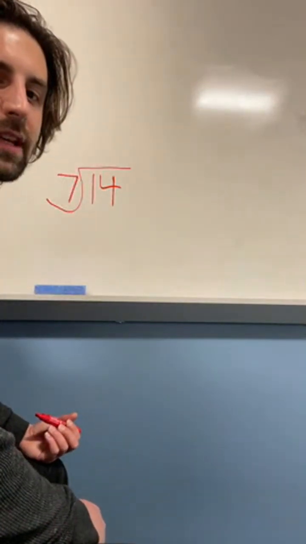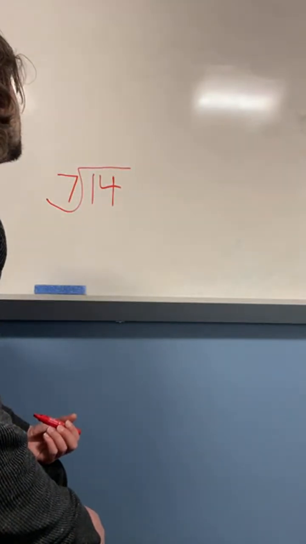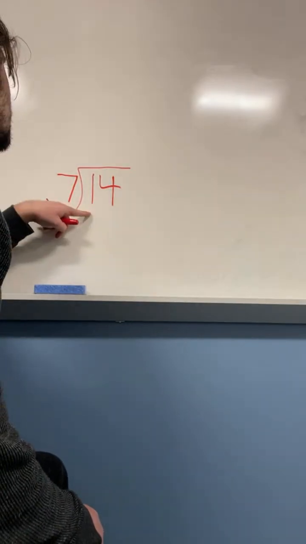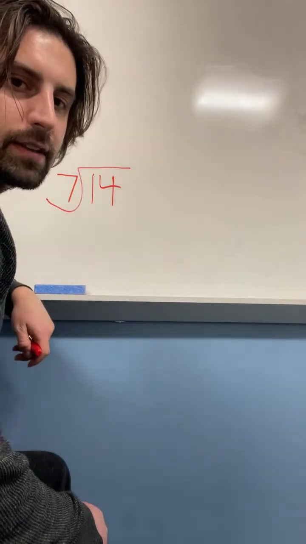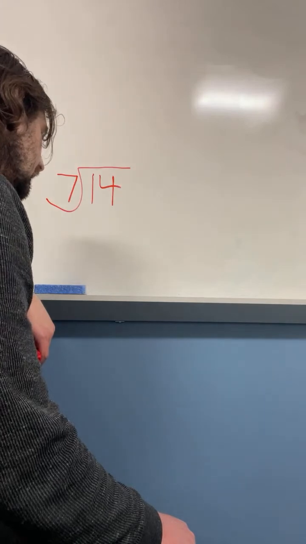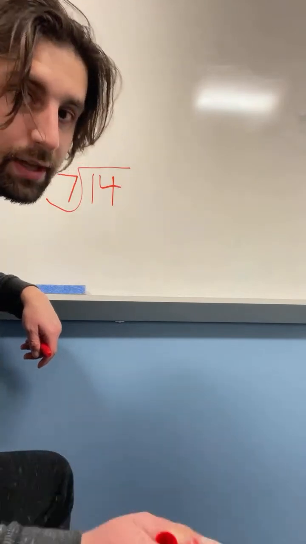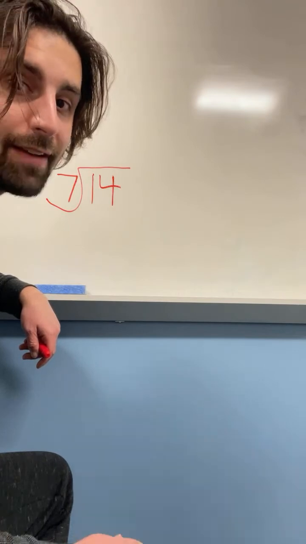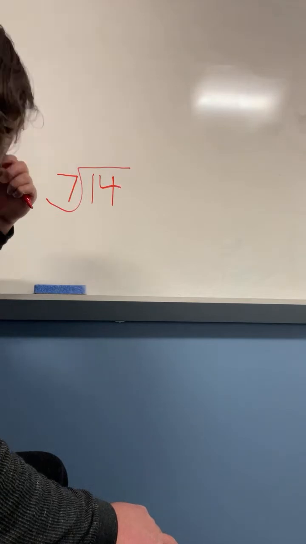All right, 14 divided by 7. So we have a total of 14, and we have to figure out how many groups of 7 can fit into the number 14. So I'm going to draw, how many dots am I going to draw? 14, a total of 14. How many dots am I going to put in each row? 7. So I'm going to draw 14 dots and I'm going to put them in rows of 7.